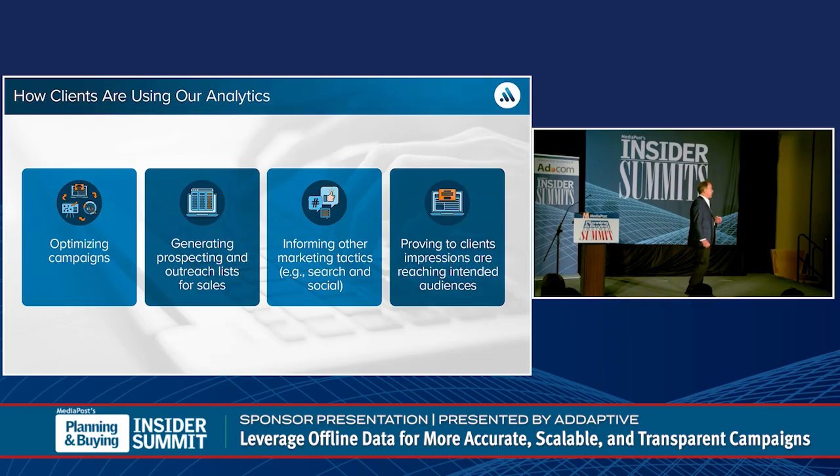Here are the different ways that clients are using information from these reports. Some clients use this information to optimize their campaigns. Some clients use these reports to create lead lists to give to their sales team to follow up with. Some clients use this information to inform their other marketing tactics, like their search or their social strategies. And some of our agency partners use these reports simply to prove to their clients that all of their impressions are actually being delivered to the correct audience, that there is no wasted impressions.